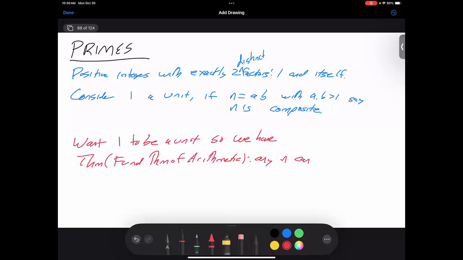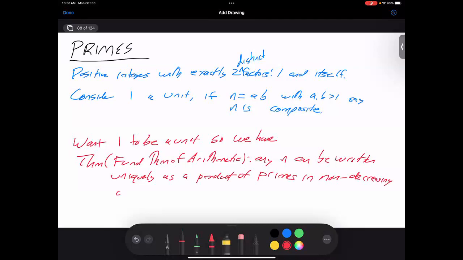Any n can be written uniquely as a product of primes in non-decreasing order. So for example, if I give you 144, that's 4 times 36, 12 is 4 times 3, so it's going to be 2 to the 4th times 3 squared.